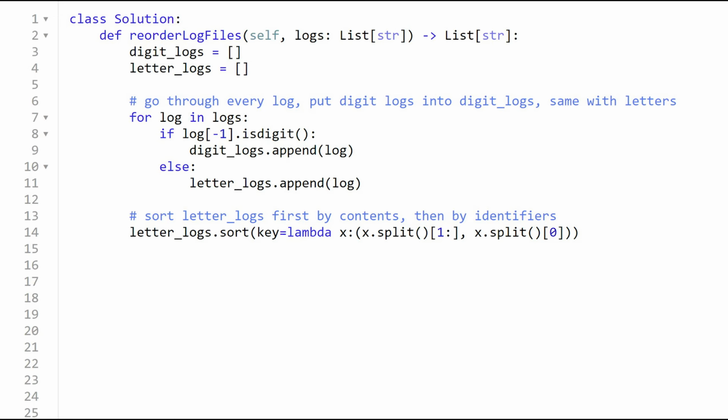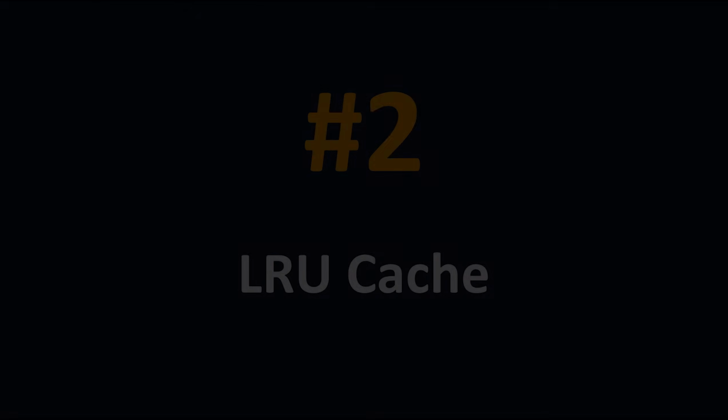Our letter logs are now sorted. All we do now is add the digit logs to the end of our sorted letter logs and return the result. Just like that, we solved question 3 of the most important Amazon questions.